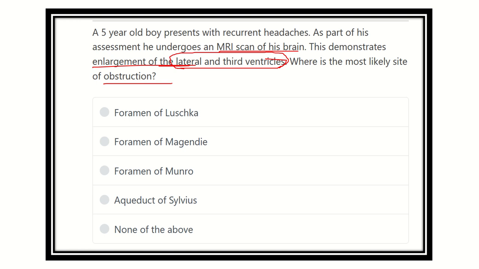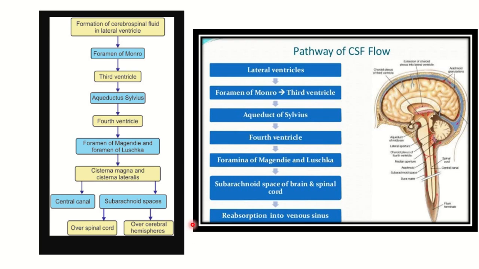We know that the lateral ventricle and third ventricle convey the cerebrospinal fluid. Here the options are foramen Lusca, foramen Magendie, foramen Monro, aqueduct of Sylvius, and none of the above. So let's see the CSF pathway.